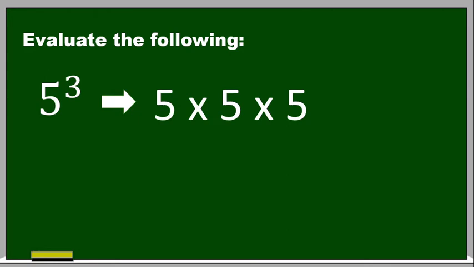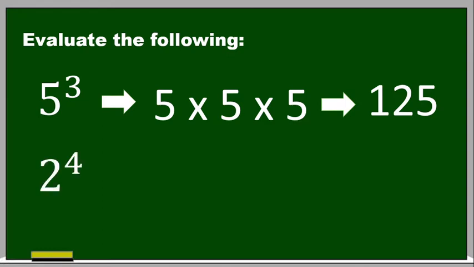For instance, if we are going to evaluate the following. Number 1, 5 raised to the third power or 5 cubed. So 3 is our exponent and 5 is the base. So it means that you are going to multiply the base 5, 3 times by itself. And that gives 5 times 5 times 5 is equal to 125 because 5 times 5 is 25 times 5 is 125.